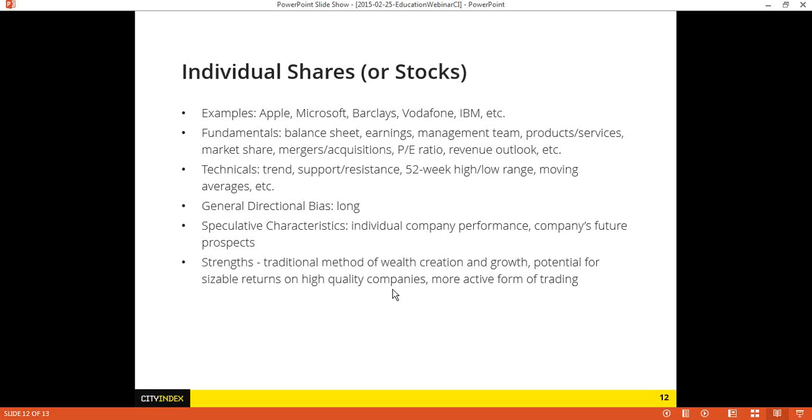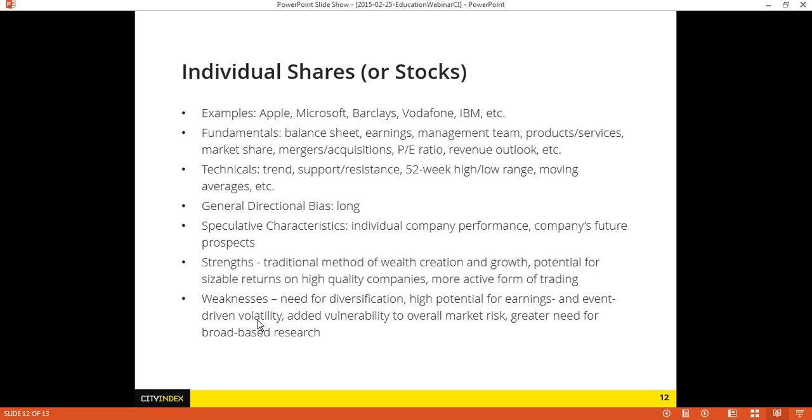Potential for sizable returns on high-quality companies, and it can also be a more active form of trading. There are a lot of day traders who are trading stocks as well, and they're trading earnings reports and all that great stuff.